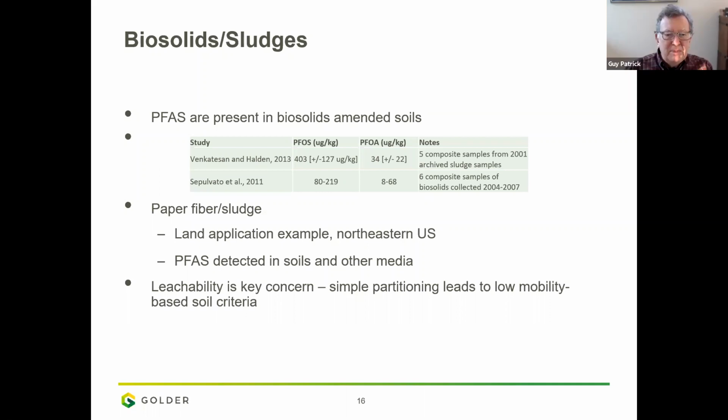Just a question on the paper fiber sludge. What industry are we talking about? Paper manufacturers or paper recyclers, or what is it? Where is this stuff coming from? It can be both. There's a lot of different waterproofing and anti-stick properties on certain papers, so that's where a lot of the PFAS is coming from.